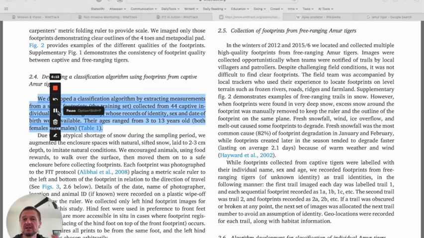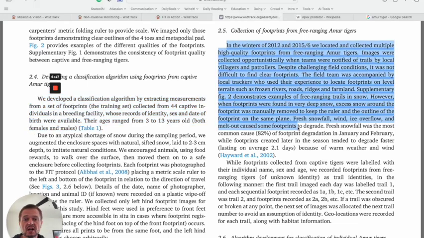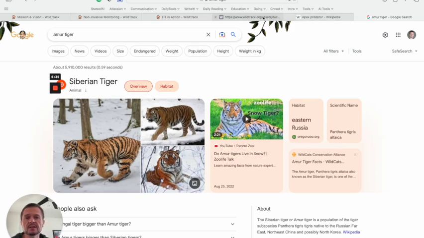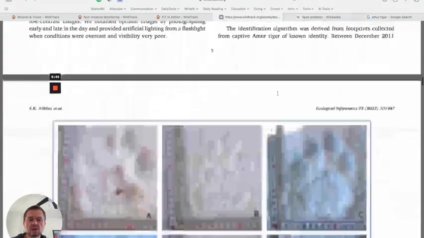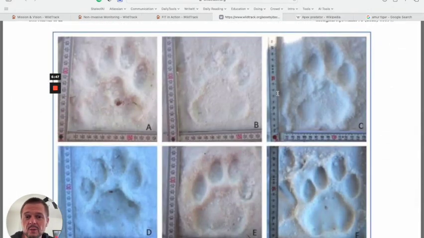After that, these people actually went to the wild. So as you can see here, they started collecting real footprints between 2012 and 2016. They collected multiple high quality footprints from free-ranging Amur tigers. Amur tigers are Siberian tigers, so that's what they were working on. So now we have a training set and we have the real set, and now we can actually start getting this classification algorithm working.